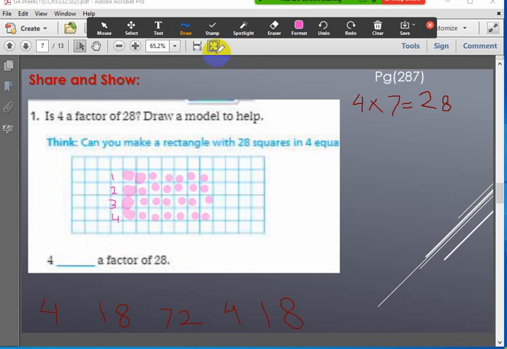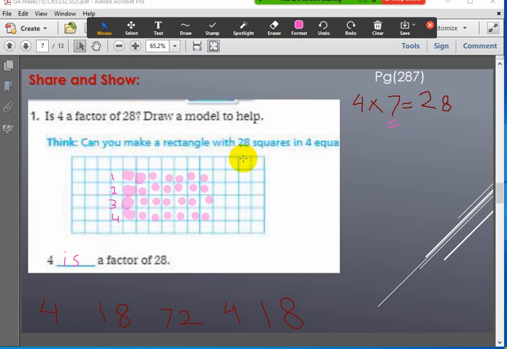Each row will have how many squares? 1, 2, 3, 4, 5, 6, 7. So in each row I have 7 squares, as you know from the multiplication table. So this is how I will know from the model.